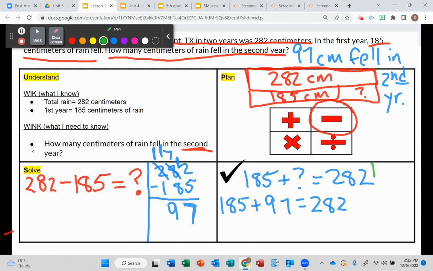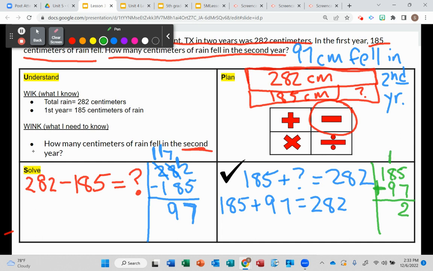So let's check our answer. So I'm going to go ahead and line this up again. I'm going to take 185. I'm going to line up my ones with my ones, which is going to be 7, and then line up my tens with my tens, which is 9. I'm going to use my standard algorithm method of addition to check my work. So I have 5 plus 7, which is 12. So I'm going to put down 2. I'm going to carry the 1.